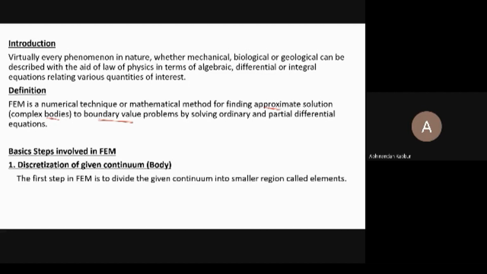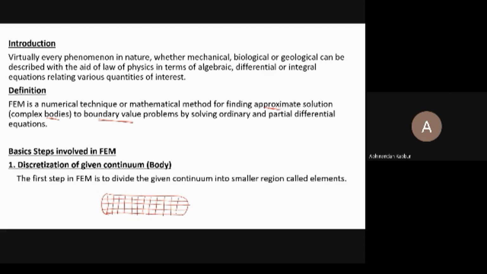So that is the first step in FEM, to divide the given continuum into smaller regions, and those smaller regions we call an element. Say, for example, if I have a body, let us assume that this is my body. Now I have to get the solution for this body. So what I need to do in FEM? In FEM, I have to divide this body. Body is nothing but continuum. Continuum is nothing but body. Now I need to divide this body into smaller regions. So this is how I am dividing the body into smaller regions. I'll come to how I have to divide the body.